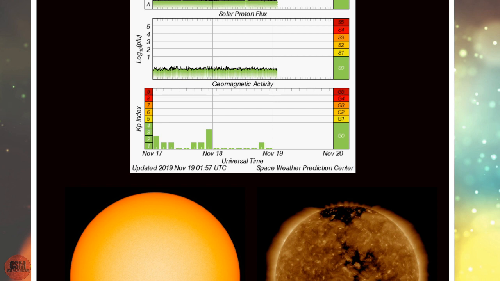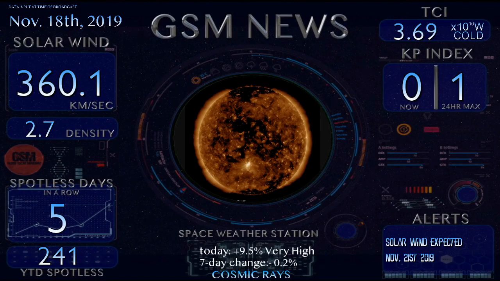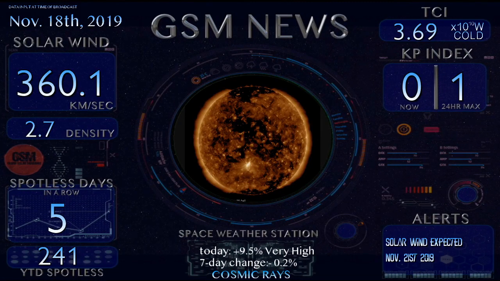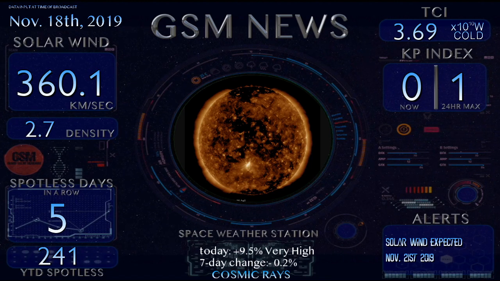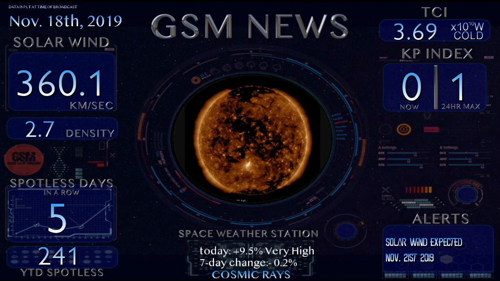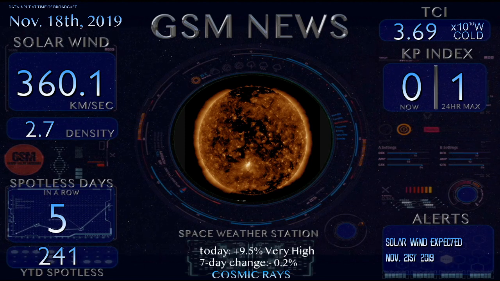So basically the KP is the amount of geomagnetic activity in the atmosphere. And right now we're sitting at a 0, which means we have 0 geomagnetic activity. The 24-hour max is at a 1, so very, very low levels right now. And with the SDO, we are looking at a solar wind stream possible on November 21st, 2019.